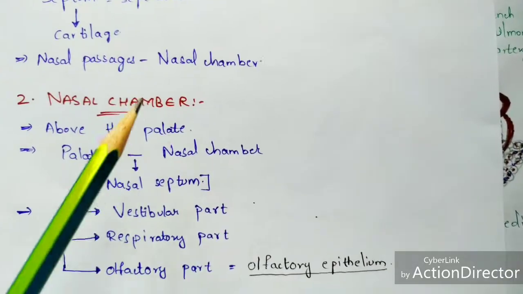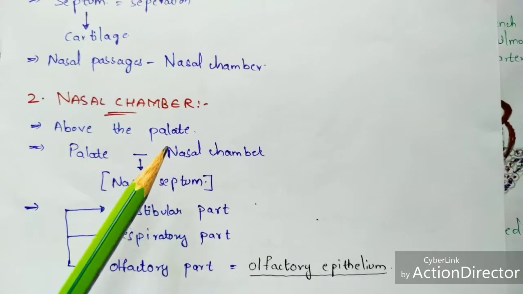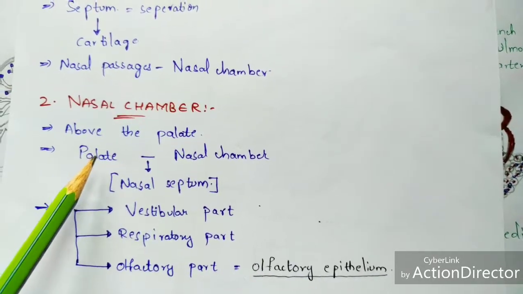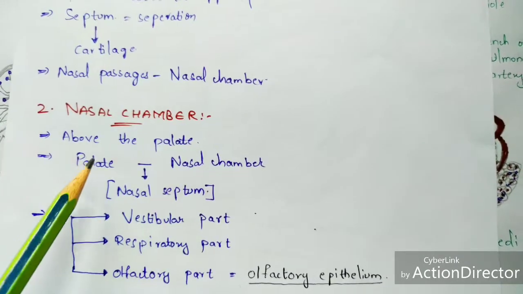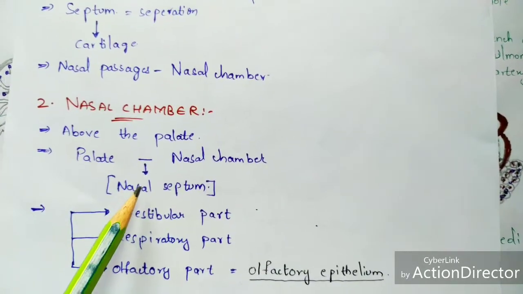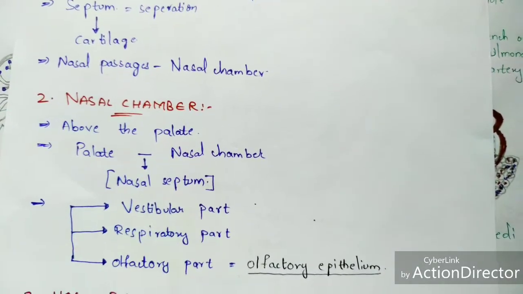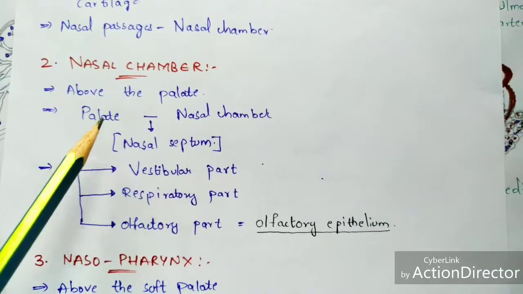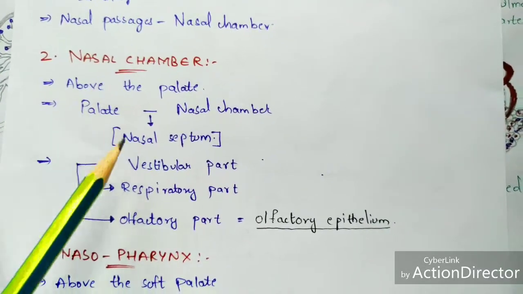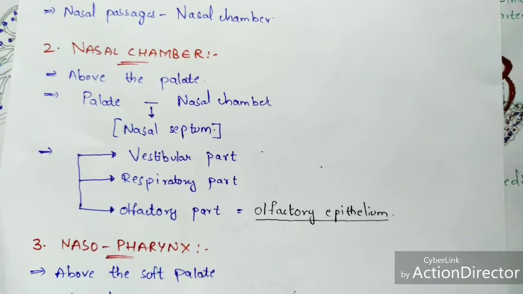Coming to the nasal chamber, it is present just above the palate. The space between the nasal chamber and the palate is maintained by the nasal septum. So in simple words, the nasal chamber is separated from the palate by the nasal septum, and the nasal chamber is divided into the following parts: vestibular part, respiratory part, as well as the olfactory part.